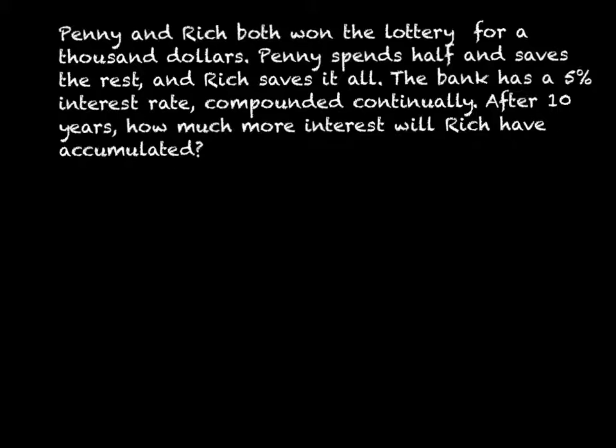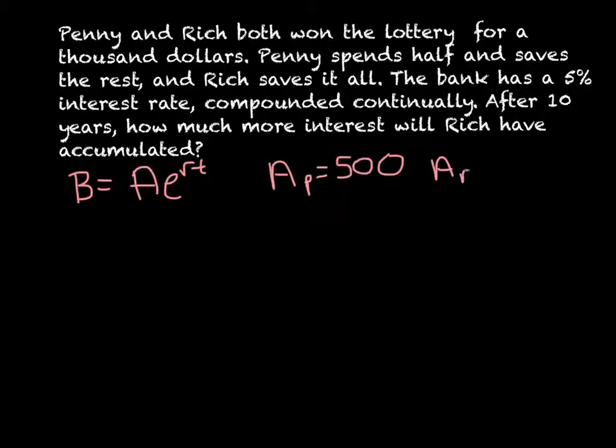Penny and Rich both won the lottery for $1,000. Penny spends half and saves the rest, and Rich saves it all. The bank has a 5% interest rate, compounded continually. After 10 years, how much more interest will Rich have accumulated? We can use some equations to model this. So our balance is equal to the initial amount times e to the rt, so this is exponential growth. A for Penny is equal to 500, and A for Rich is equal to 1,000.